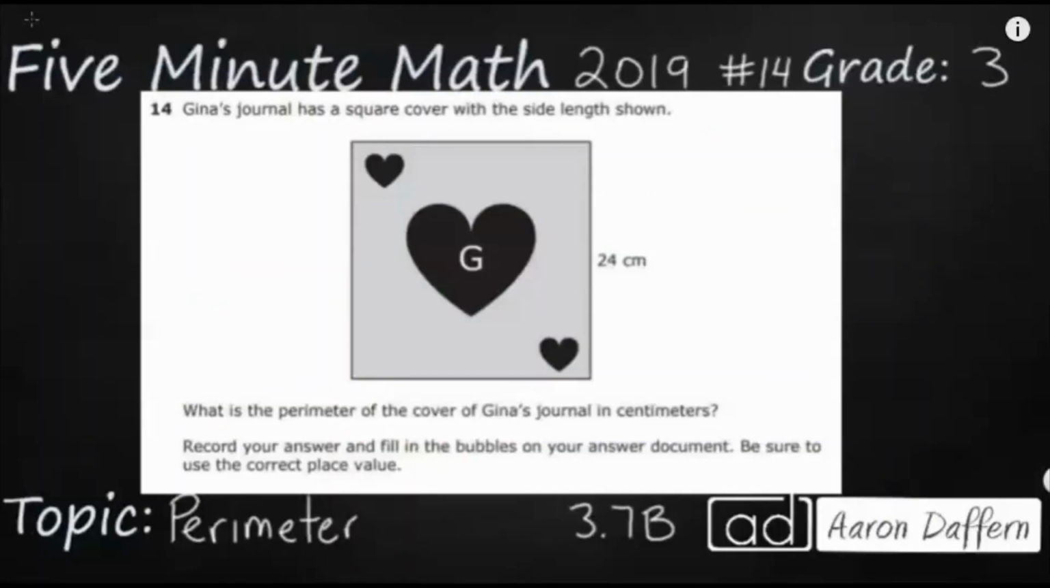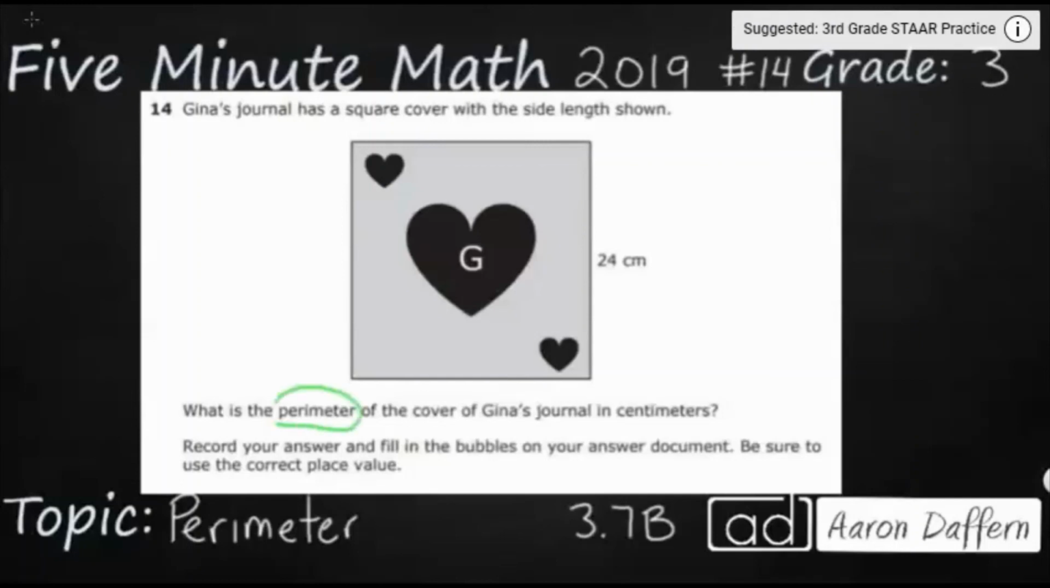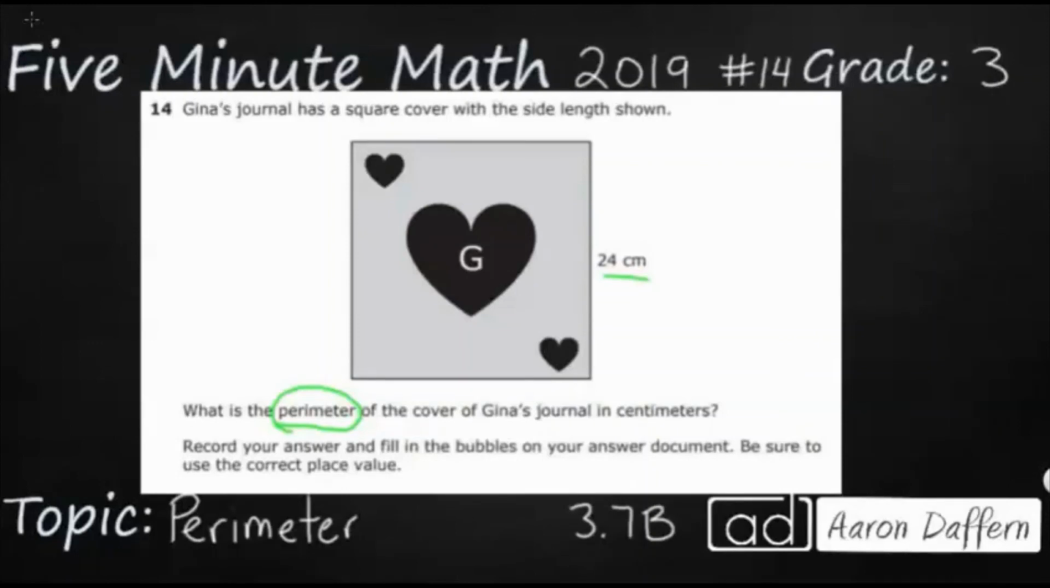So we have this square, looks like it's a journal cover, and we are simply looking for the perimeter. Now you notice that we only have one measurement, and there are no multiple choice answers to choose from. There's no A, B, C, or D. We just have to figure this out on our own. So first, let's make sure we figure out what perimeter is asking us for, because if we don't know what that is, we're going to have a hard time.